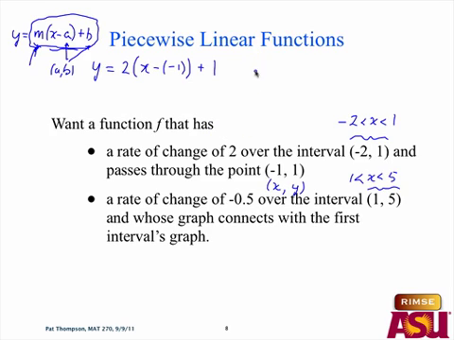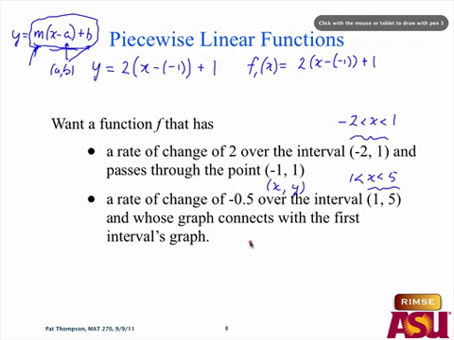Okay, so what we can do is call that f1. It's a function, right? Because it has an input x and it cranks out an output y. So we can call that f1. Okay, so that's f1. So what about f2? f2 in red. So f2 is the second linear piece.